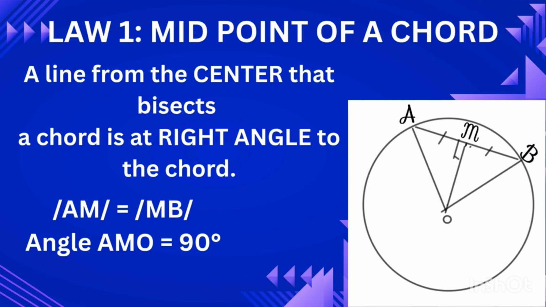90 degrees. Okay, so look at this diagram. Line OM comes from center O and cuts chord AB into 2 equal parts. So AM is equal to MB. And the angle AMO is 90 degrees. WAEC tests this a lot. So we are going to proceed to the next slide, which is our law 2.